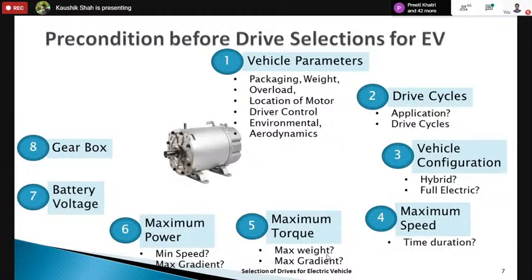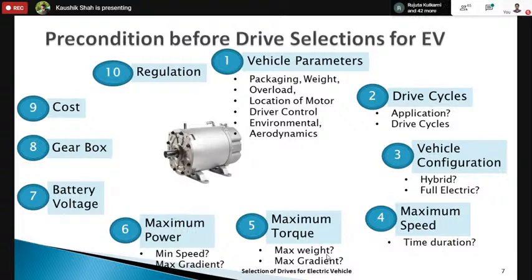Of course, the gearbox, which I said is motor plus your gearbox to drive the wheel, is important. Definitely cost. Everything is cost driven. If you can't sell, you build the vehicle but you can't sell. So this is very important. Regulation at the end is definitely required because you can't fly the vehicle on road. Definitely, there are certain applications which say that you don't need a regulation for a bike or scooters of certain kilowatt. But in general, you need to have regulation compliance. So these 10 points are required as a precondition.